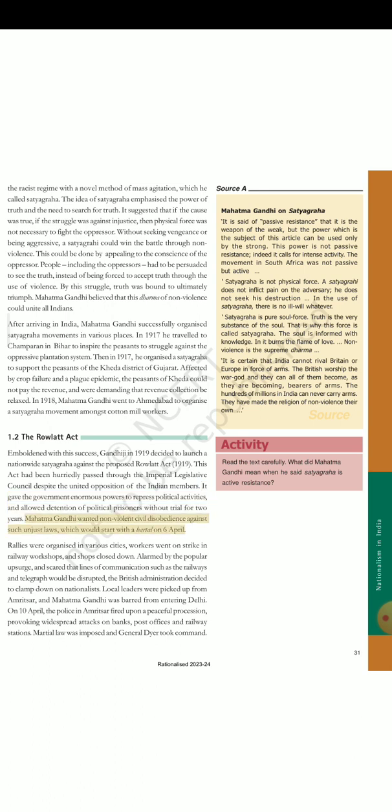the 6th of April. Rallies were organized in various cities, workers went on strike in railway workshops, and shops closed down. Alarmed by the popular upsurge, and scared that lines of communication such as the railways and telegraph would be disrupted, the British administration decided to clamp down on nationalists. Local leaders were picked up from Amritsar, and Mahatma Gandhi was barred from entering Delhi. On the 10th of April, the police in Amritsar fired upon a peaceful procession, provoking widespread attacks on banks, post offices and railway stations. Martial law was imposed and General Dyer took command.